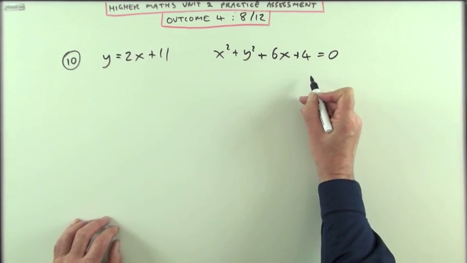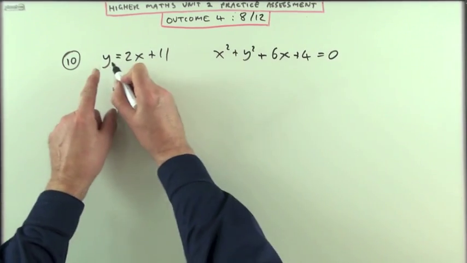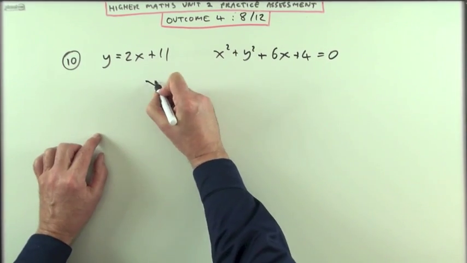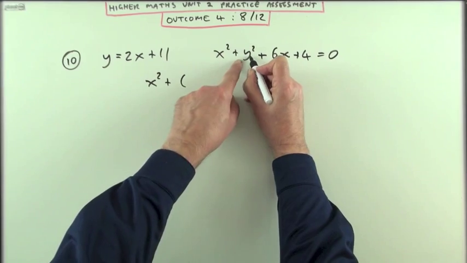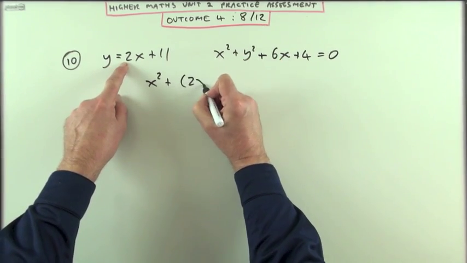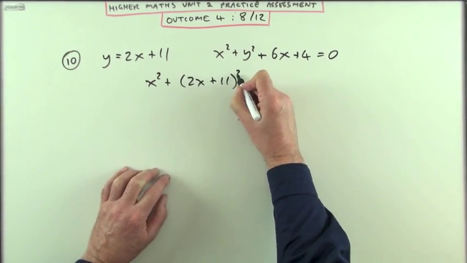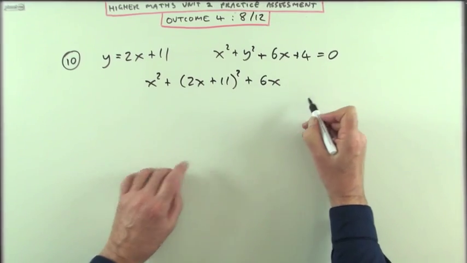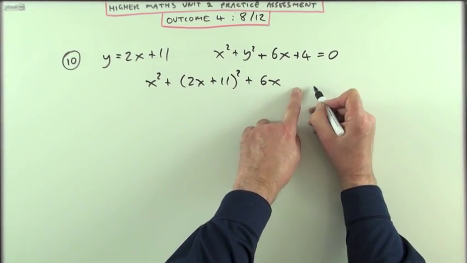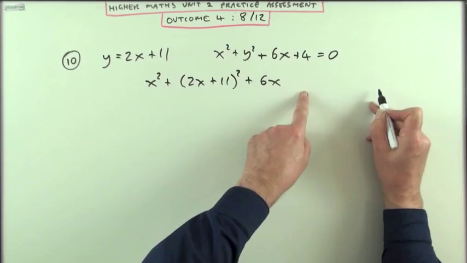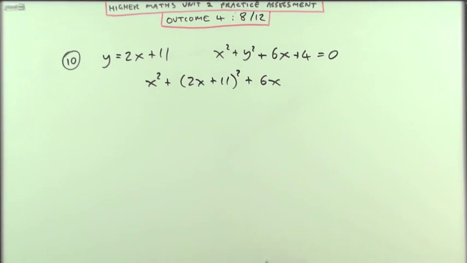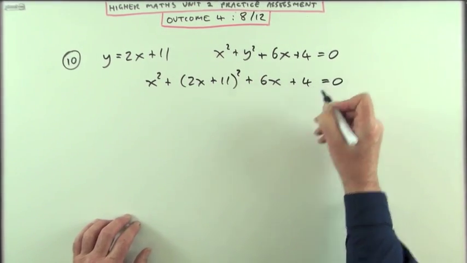Substitute one into the other. Wherever you see y, write this y instead. So x squared plus, now that y is equal to 2x plus 11, squared, plus 6x. And if there had been a term here that said so many y, it would have been so many of the same 2x plus 11. Plus 4 equals 0.